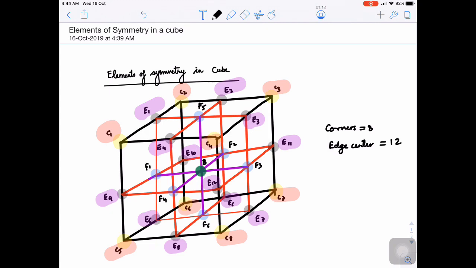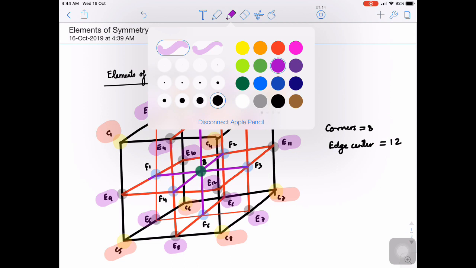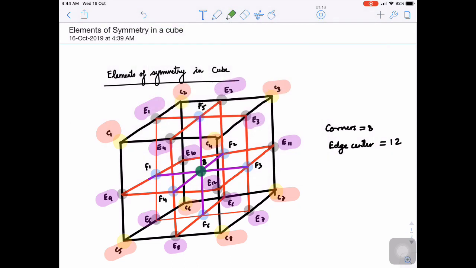Now see the next thing, faces. So we're now highlighting face centers. Where are face centers in the structure? F1, F2, F3, F4, F5, and F6. So as you can observe, these face centers which are highlighted here are total 6 in number. Put together, if you have everything added, it will become 26. And still we are missing one point.